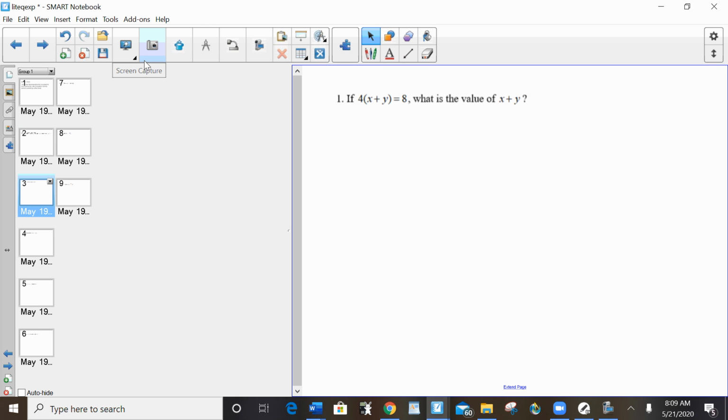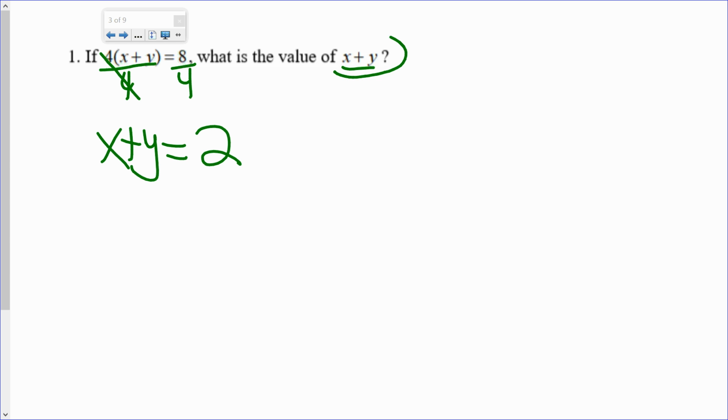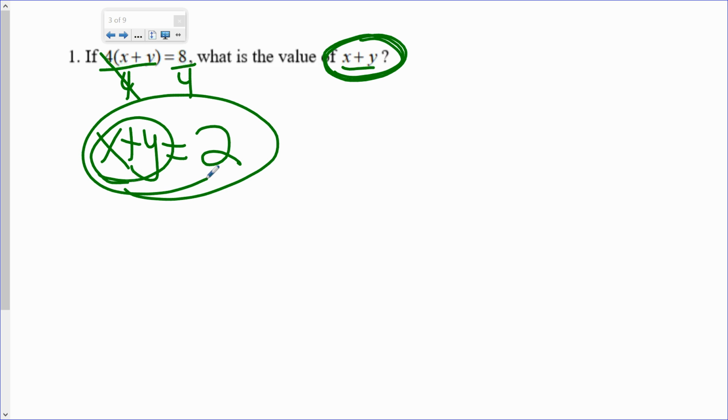So let's get this blown up here. If 4 times the quantity x plus y equals 8, it's asking for the value of x plus y. So what we need to do is get not just x by itself, but x plus y by itself. What do I need to do to get x plus y by itself? Well, I need to divide by 4. That gives me x plus y equals 2. It's asking for x plus y. Did I get x plus y by itself? Yes. So that's my answer. x plus y equals 2.